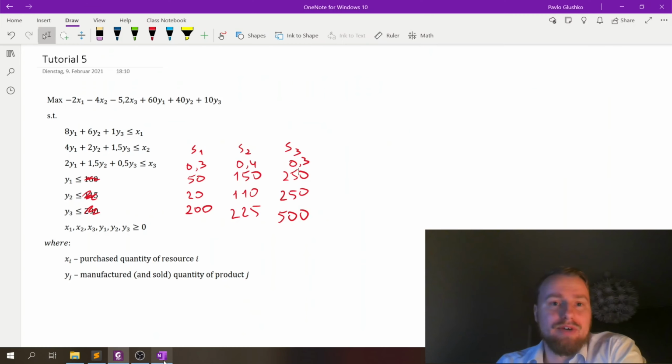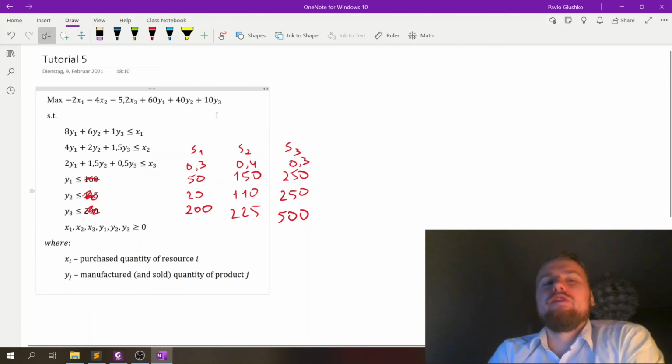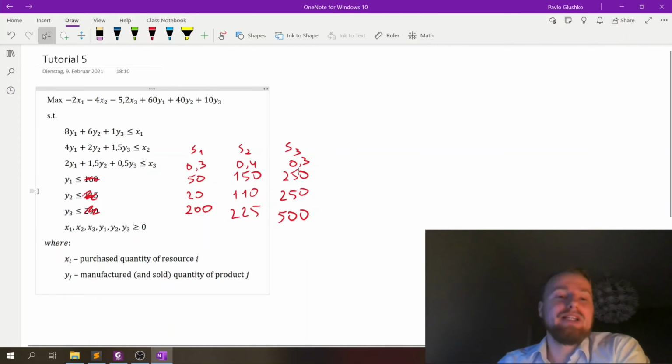Let's look now at the Dakota model. It's the deterministic model from the third tutorial. I will not repeat it again. You can check it back. What's most important for us here are these demand constraints. We just say that the production of the product should be less than or equal to the demand, because we cannot sell more than the demand. Here y is the produced and manufactured, so sold and manufactured, quantities of the product.